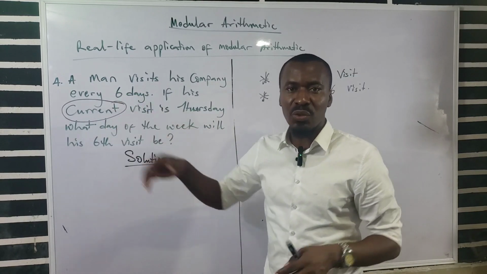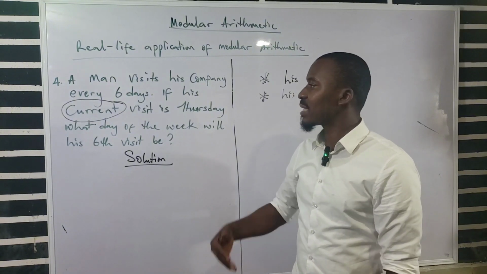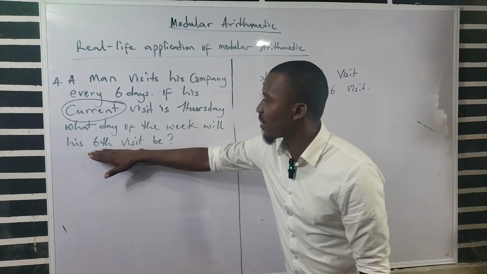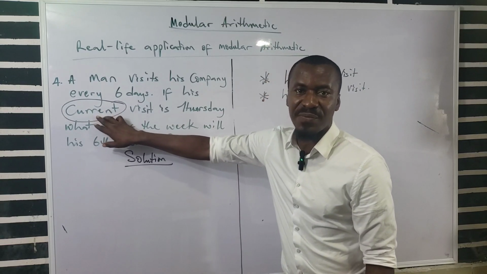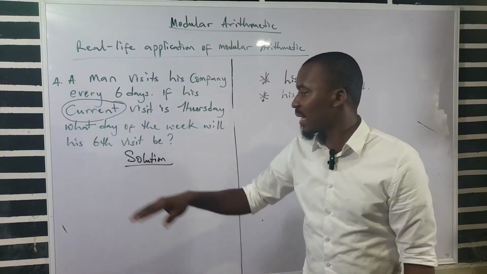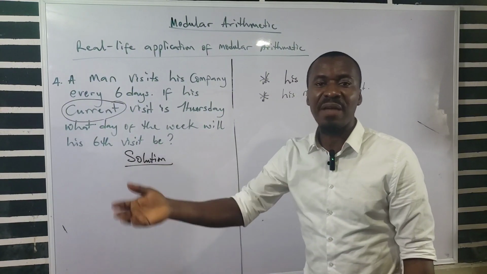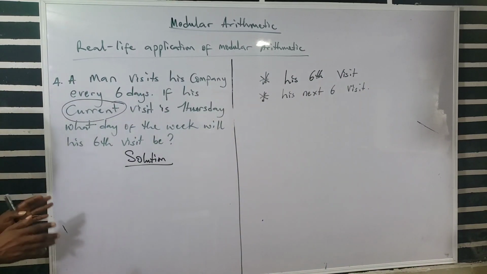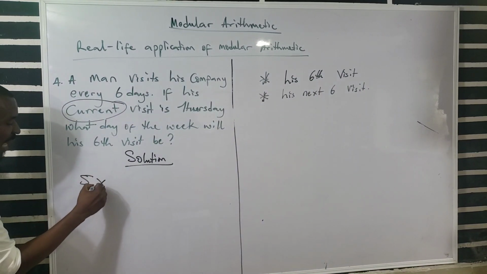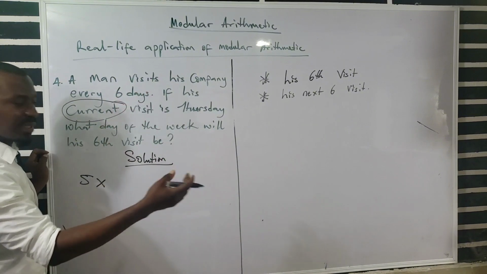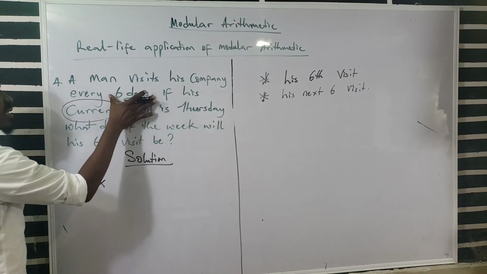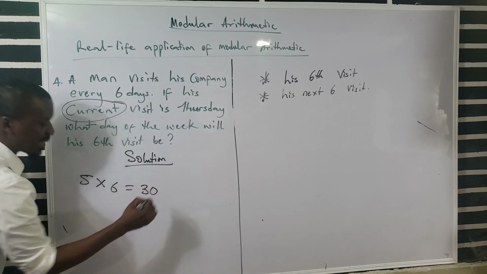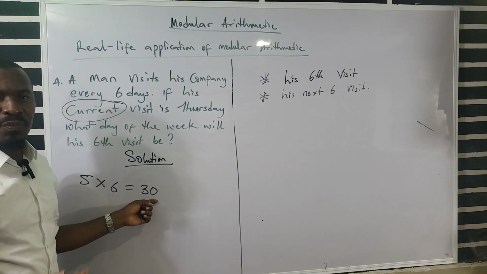Every 6 days he visits. So he's there now, and in the next 6 days he will go again, and the next 6 days he will go again. So if we count this one as first, the number of visits remaining to get to sixth is 5 visits. So all we need to do is multiply 5 by the number of days per visit. It will take 6 days per visit. That means we have 5 times 6, which equals 30. So we are going to do 30 in modulo 7.